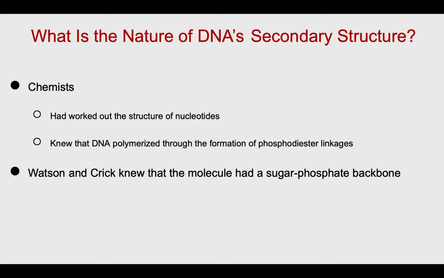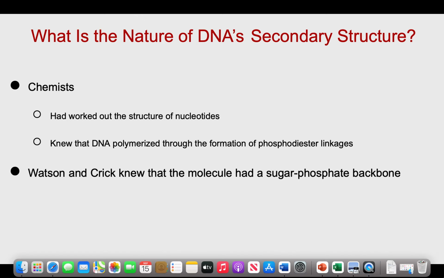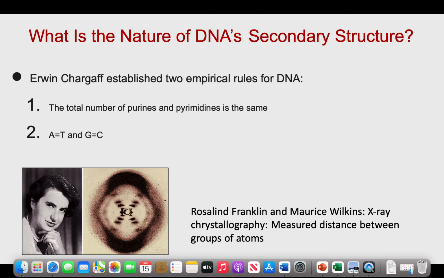All right, so it took a while, but chemists had worked out the structure of those individual nucleotides. They also knew that DNA polymerized through those phosphodiester linkages, right? Now, Watson and Crick took this information and found out that, oh, they have a sugar phosphate backbone. So we're building upon our information here.